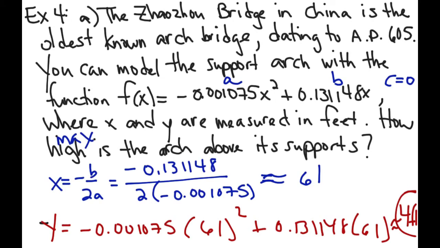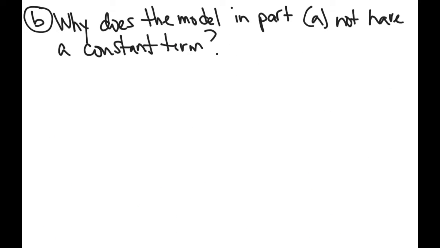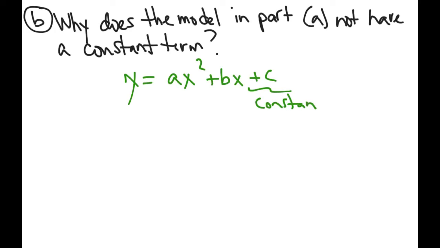The next question wants to know why the model, or the equation in Part A, does not have a constant term. In general, this is our standard form of a quadratic equation, and c would represent our constant term. Not only is that the constant term, but that also represents the y-intercept. So why doesn't the equation for this arch bridge have a constant term or a y-intercept?